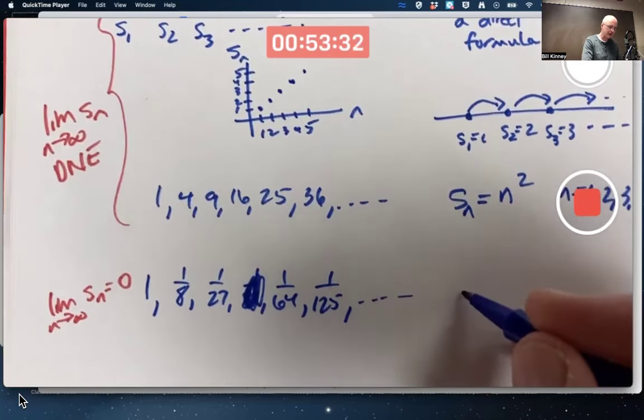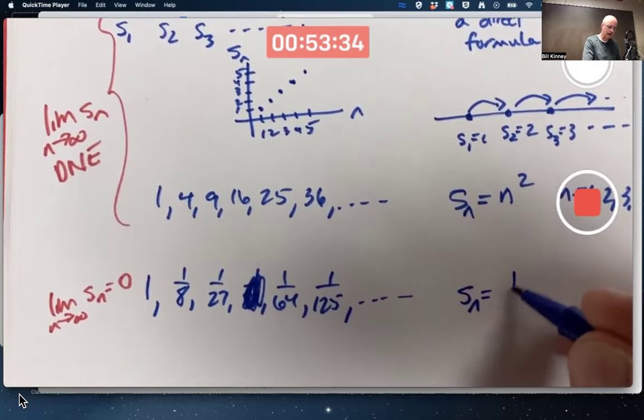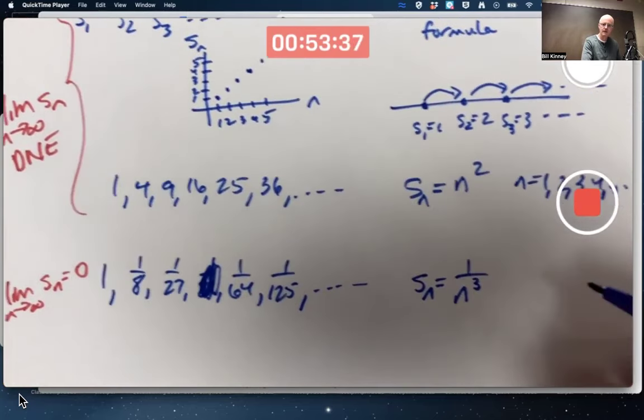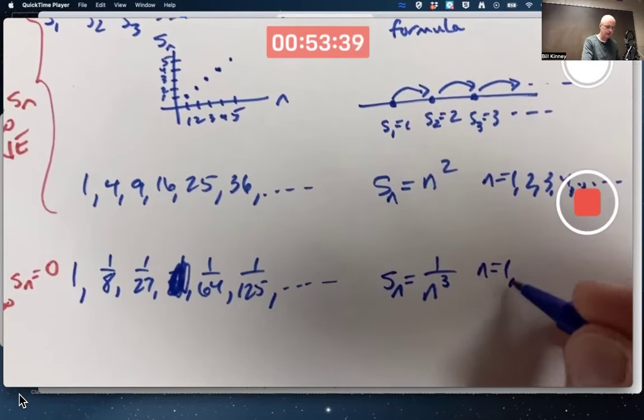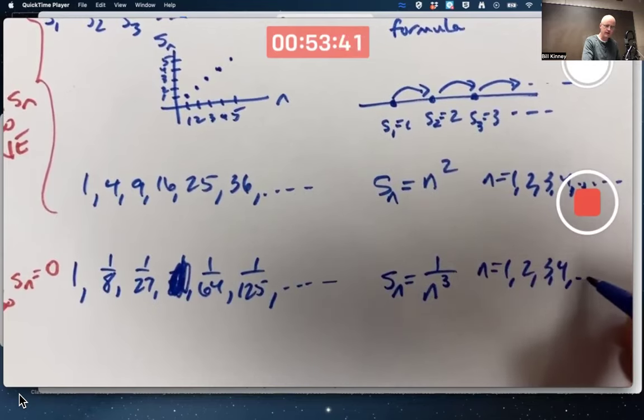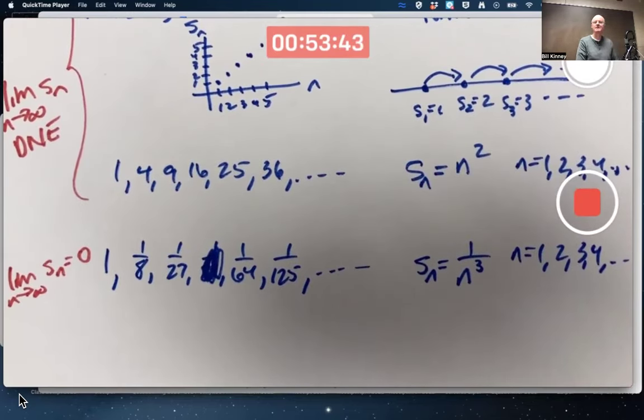This one has a direct formula as well. Sn equals 1 over n cubed, n equals 1, 2, 3, 4, etc. And it's got a limit, 0.